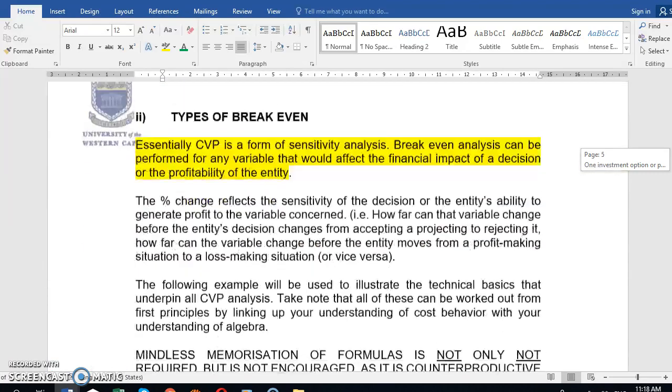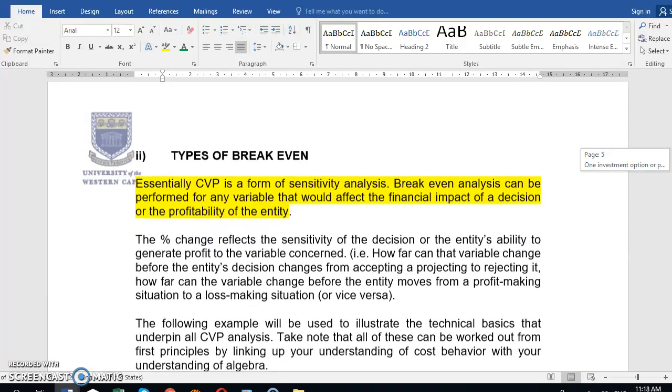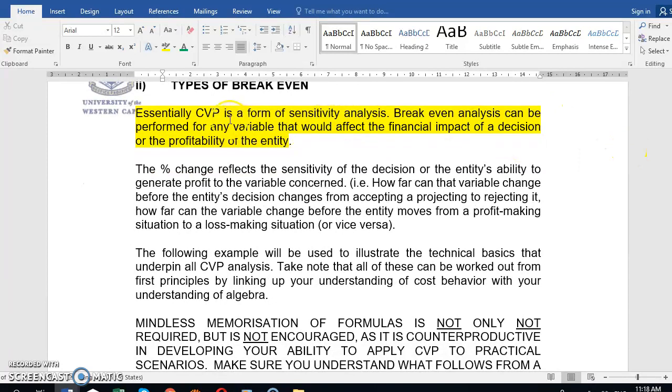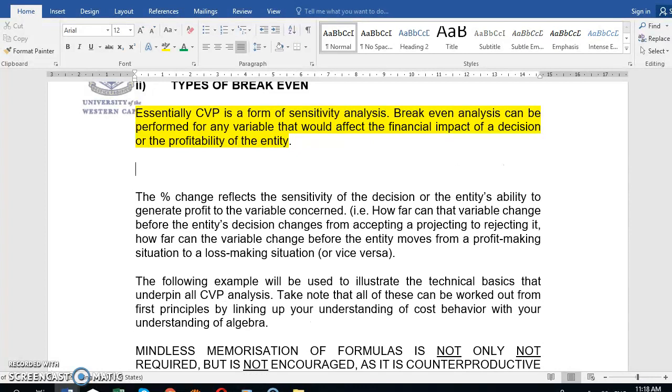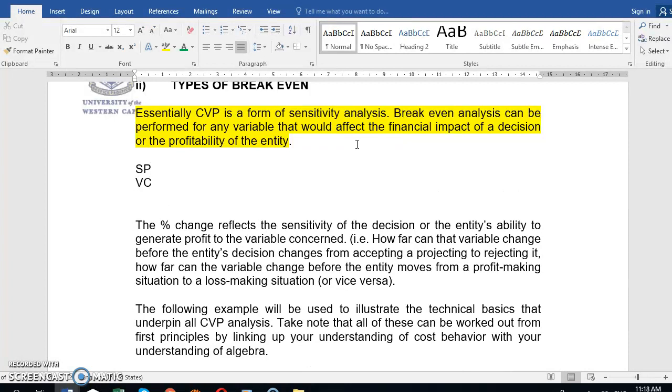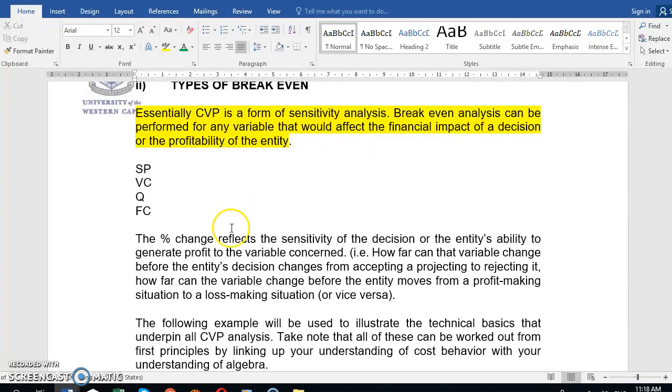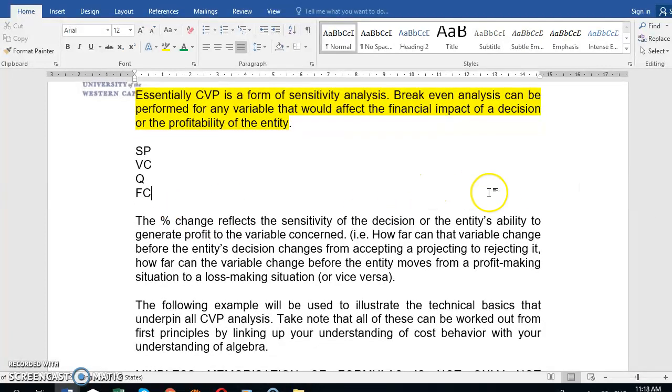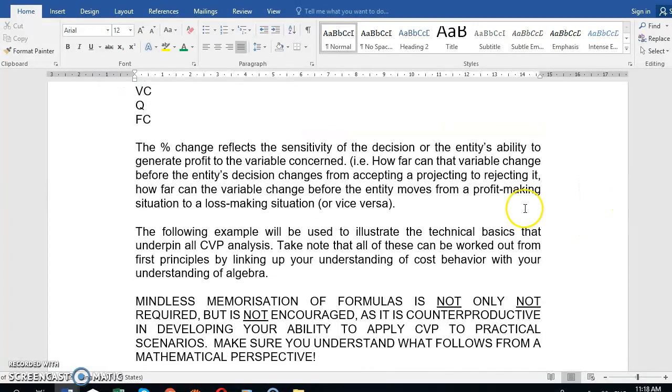We're going to be doing a class example in the next video. Remember, CVP, or cost volume profit, is a form of sensitivity analysis, and break-even analysis can be performed for any variable that would affect the financial impact of a decision or the profitability of an entity. In other words, break-even is impacted by selling price, variable cost, quantity, and fixed costs. All of that, as you've seen, has an impact on profit, and that's what we're going to be doing in the next example.